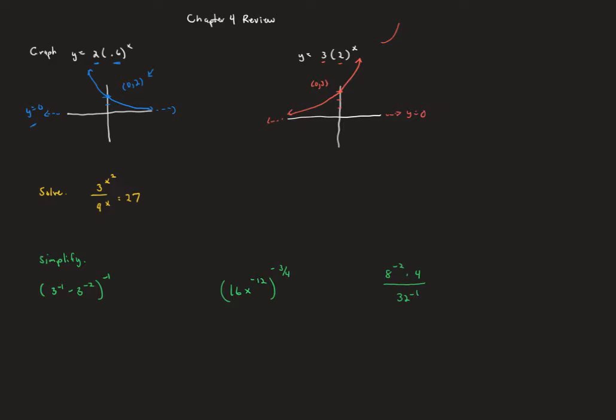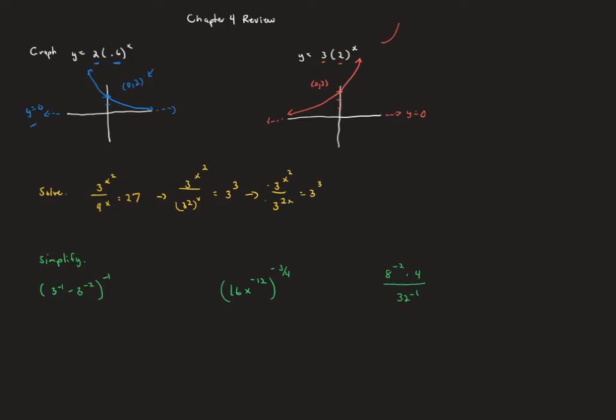On the next problem, we're going to solve this. So first we're going to write everything as powers of 3. So the 3 is already written as a power of 3, 3 to the x squared. The 9 is 3 squared, which is going to in turn get raised to the x. And the 27 is 3 to the third. So this becomes 3 to the x squared. And when you raise a power to a power, that's going to make that 3 to the 2x.